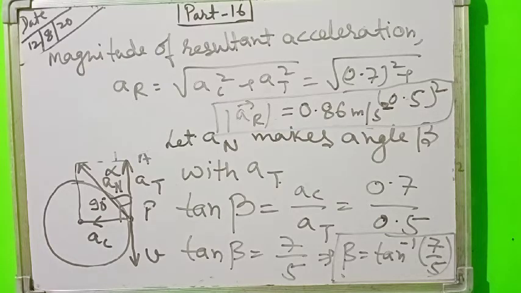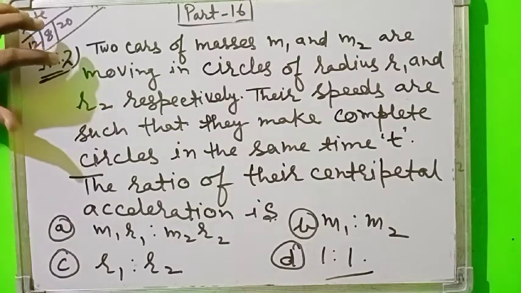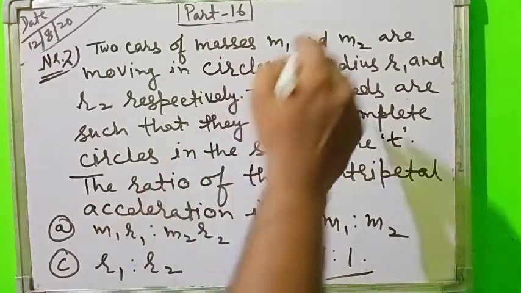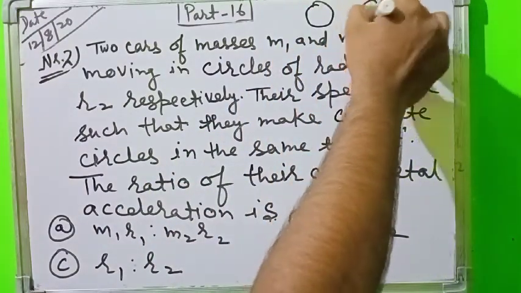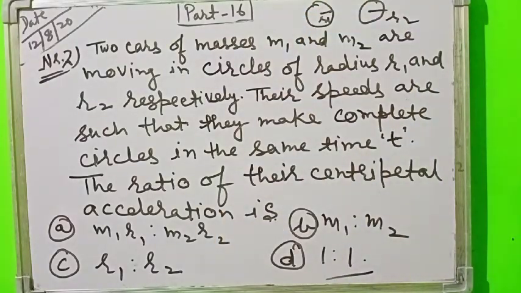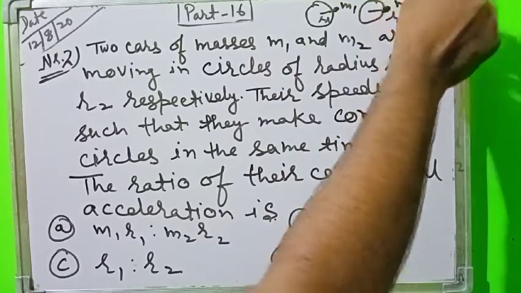Now we will discuss the next question. Dear students, look at the question in front of you. Here it is given that two cars of masses m1 and m2 are moving in circles. This is the first circle, this is the second circle. One has radius r1 and the other has radius r2 respectively. For radius r1 the car m1 is moving, for radius r2 the car m2 is moving.